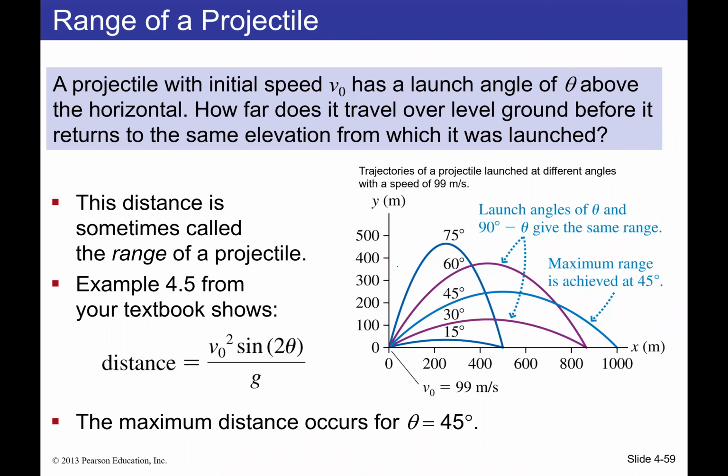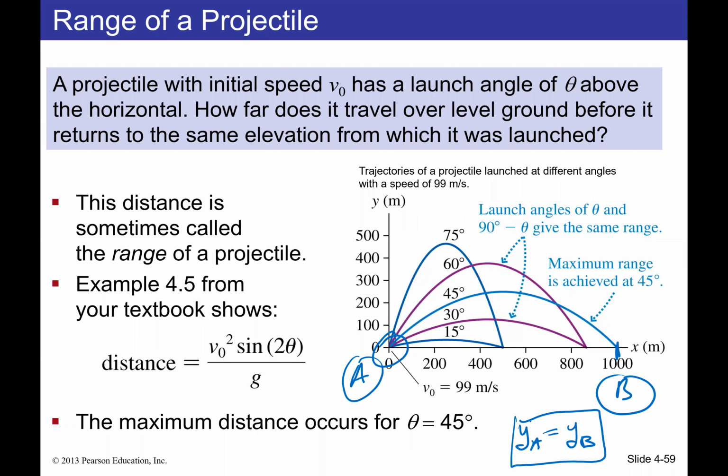All right, so these are some examples. Let's say we have a projectile with an initial velocity and a launch angle of theta above the horizontal. The question is, how far does it travel over level ground before it returns to the same elevation from which it was launched? And this is important because if I take this to be point A, and when it hits the ground, point B, I'm assuming that the vertical positions of A and B are the same. That means I'm talking about the same elevation for the start and final points.